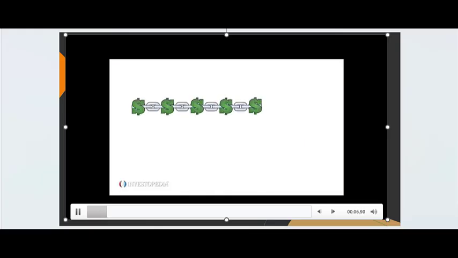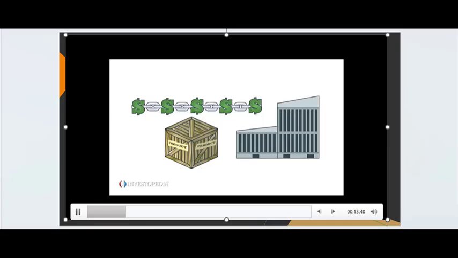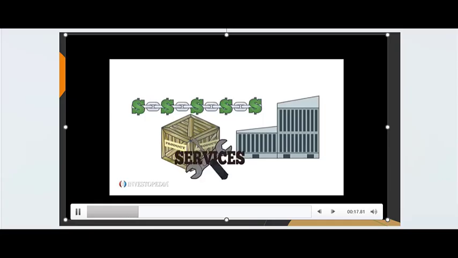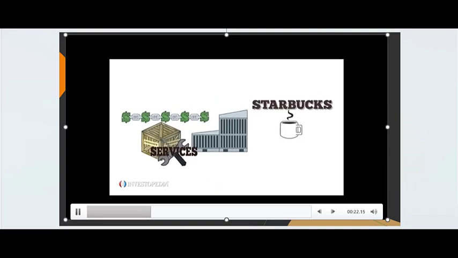A value chain is a series of activities that add value to a product during every step of production. A business has primary activities that relate directly to the creation of goods and services, and support activities that enhance efficiency. Starbucks is a good example of how these ideas can be successfully applied.